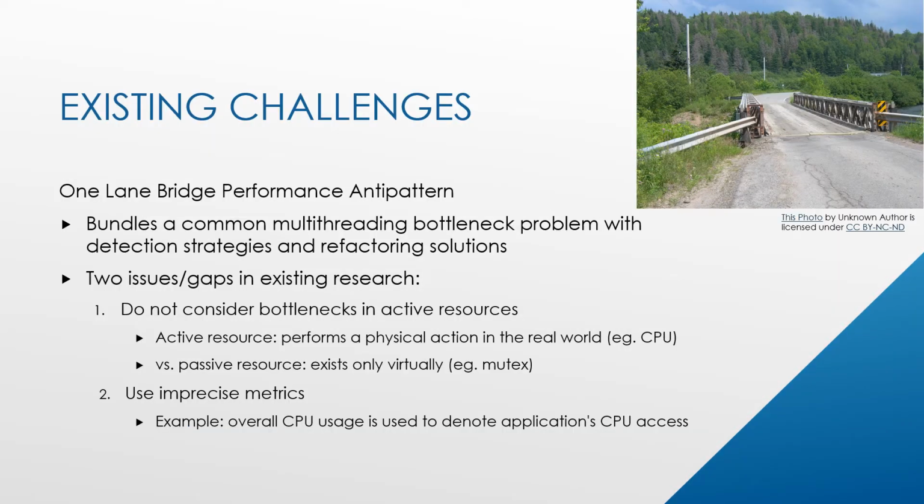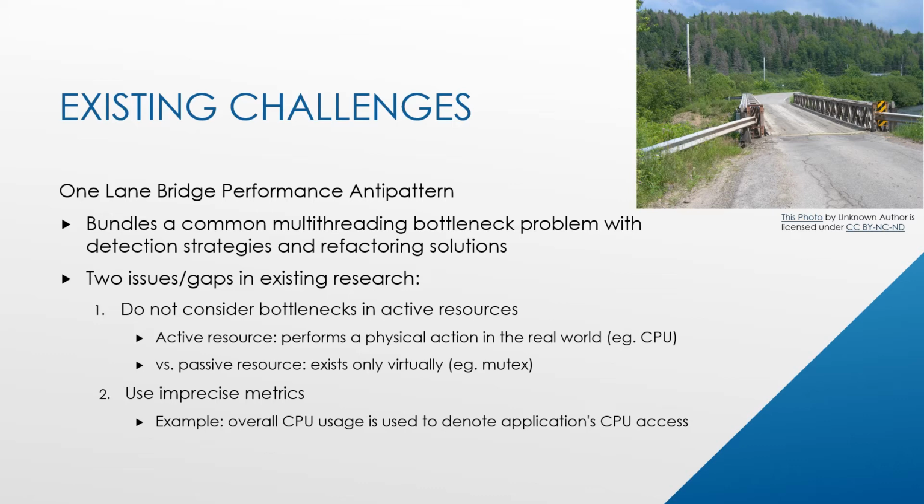The one-lane bridge antipattern describes the bottleneck issue in an application. It is similar to a real-world one-lane bridge, where only one car can pass at a time. It also shows how to detect the bottleneck and how to fix it. However, the concept has some challenges in existing research.